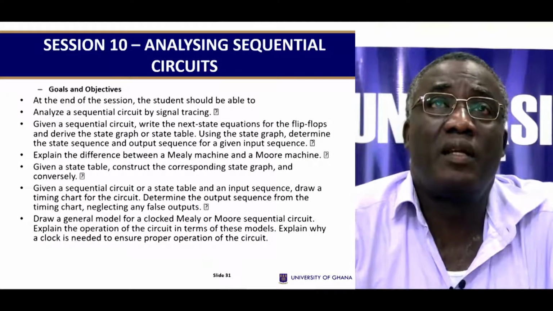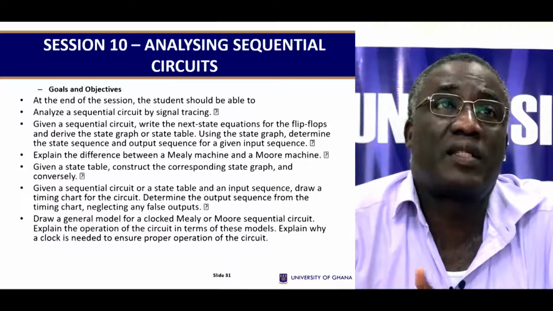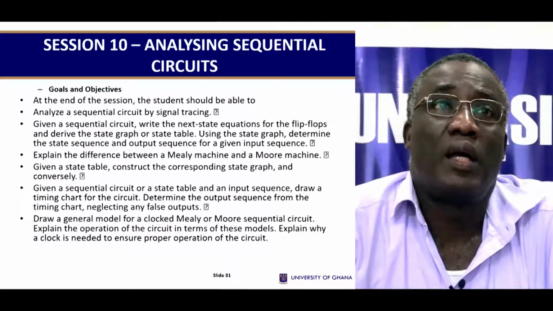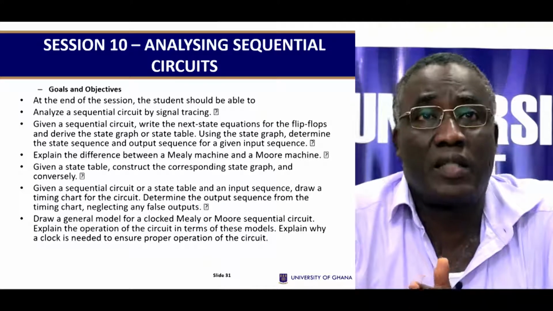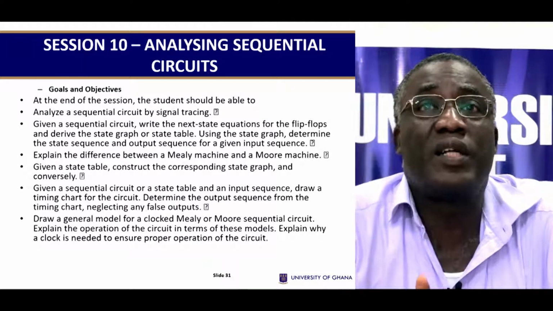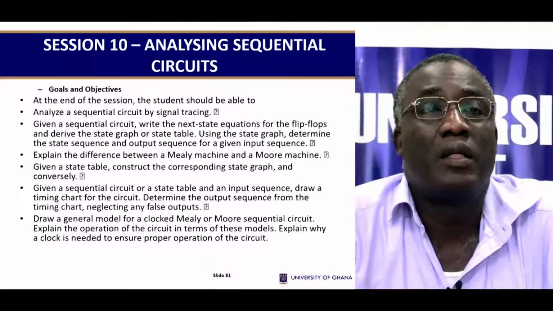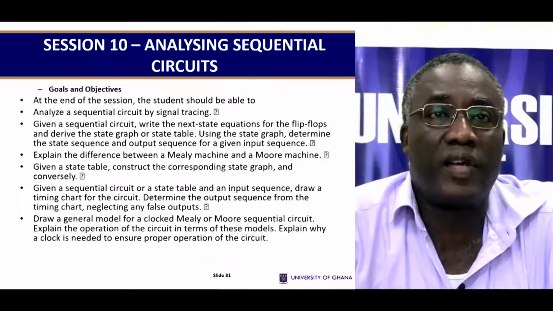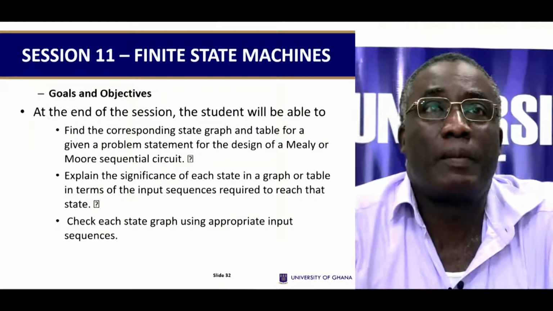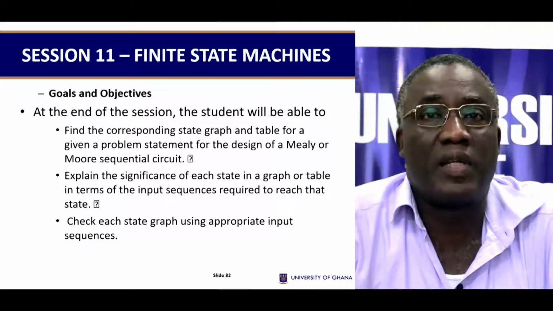In section 10, which is the final session, we would be looking at analyzing sequential circuits. Analyze a sequential circuit by signal tracing. Given a sequential circuit, you can write the state equations for it, differentiate between a Mealy machine and a Moore machine. Given a state table, construct the corresponding state graph and the reverse. And then we'll look at finite state machines. We'll touch very briefly on finite state machines.